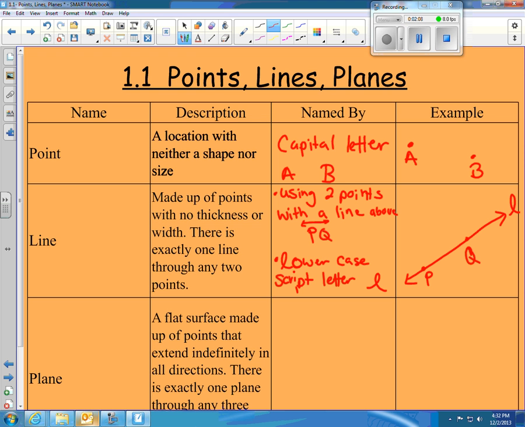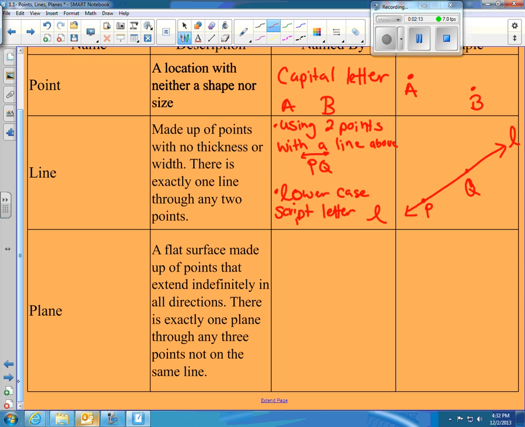Okay, let's talk about a plane. A plane is a flat surface made up of points that extend indefinitely in all directions. There's exactly one plane through any 3 points not on the same line. Very important: they're not on the same line, and there are 3 of them. That's how we name our plane, using 3 points not on the same line.